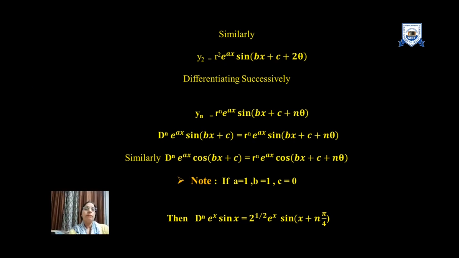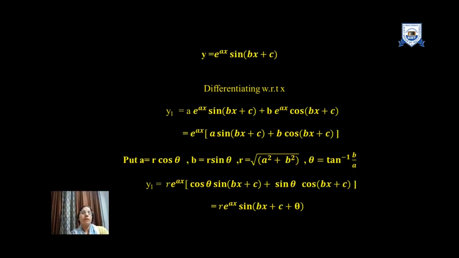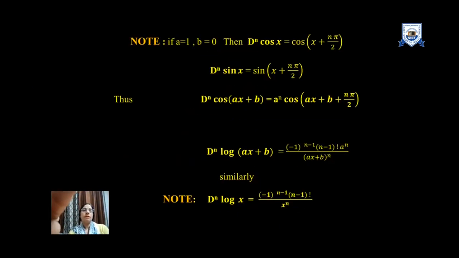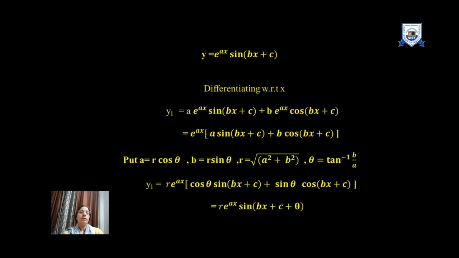If we have y equals e to the power ax sin bx plus c, and we differentiate this, then we get y1 equals a e to the power ax sin bx plus c plus b e to the power ax cos bx plus c. And you can see here, if we put some particular values for a and b, then we can reduce this in terms of a trigonometric identity.